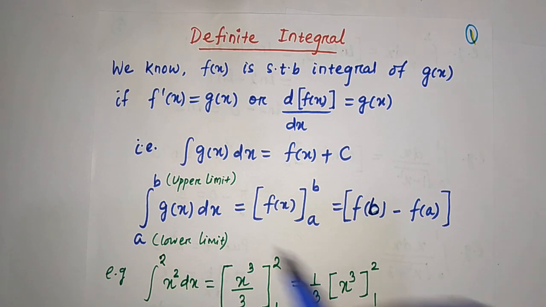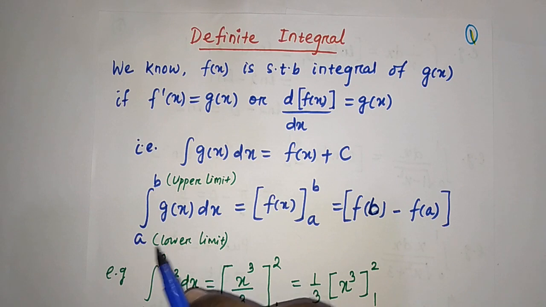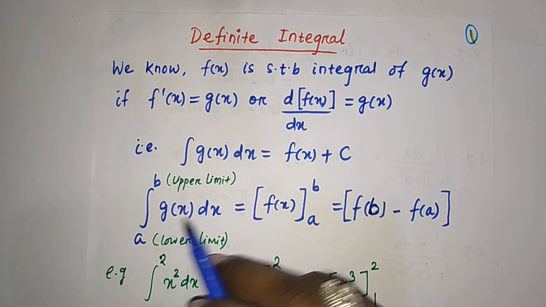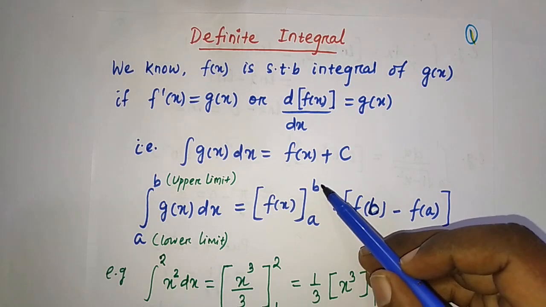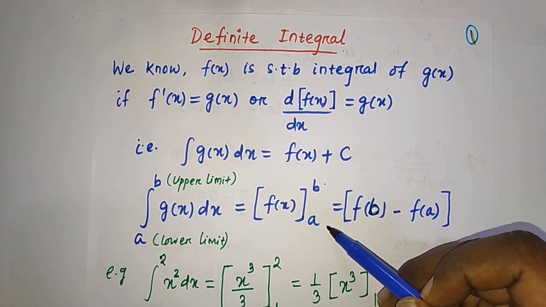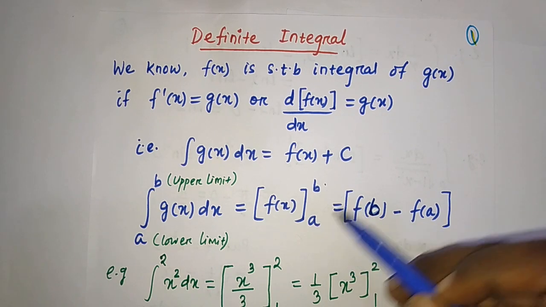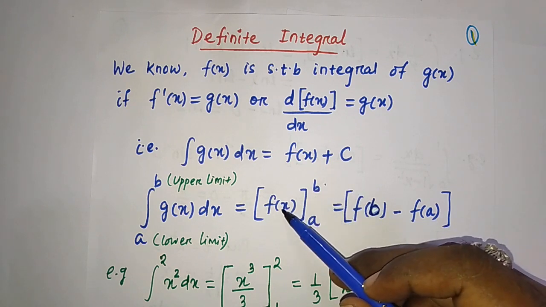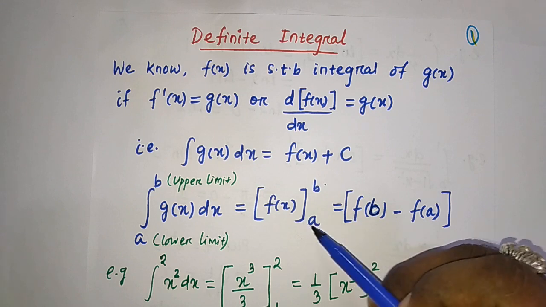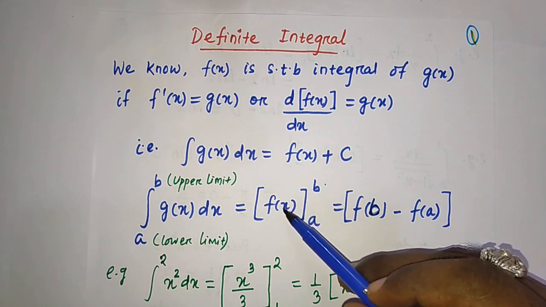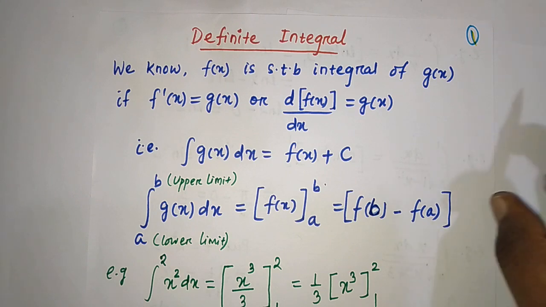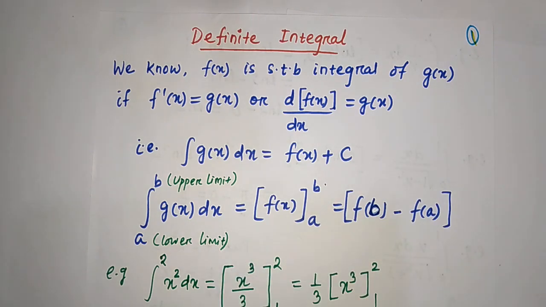Now you got it. The formula is very simple. First we will integrate this function. After integrating, we write the limits in these places, and then first we put the upper limit in place of x, then minus the lower limit in place of x. Here we have got f of b minus f of a. This is the formula for definite integral.